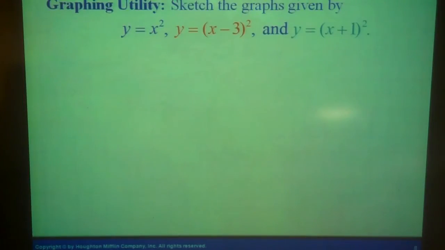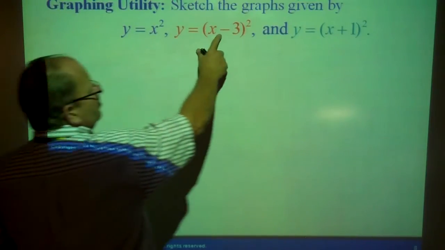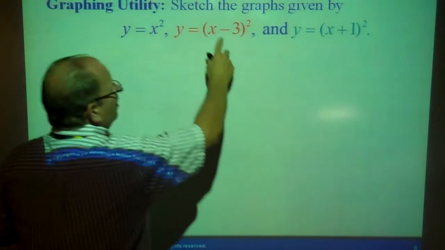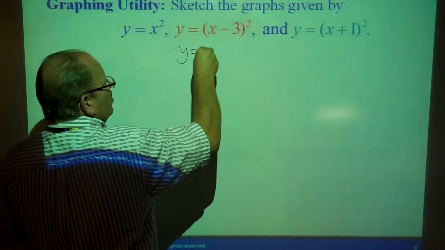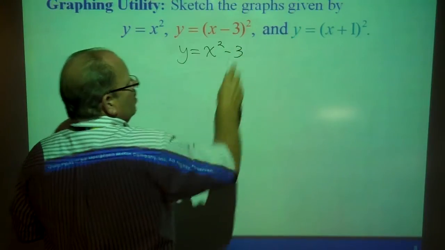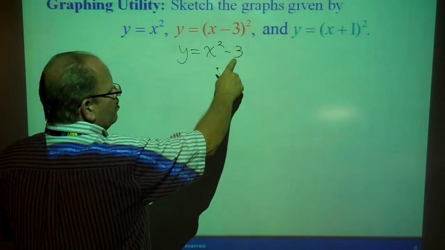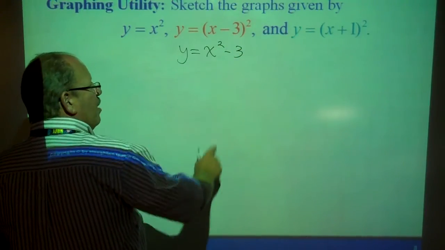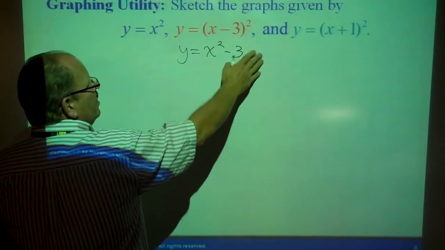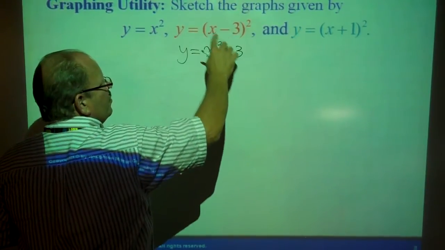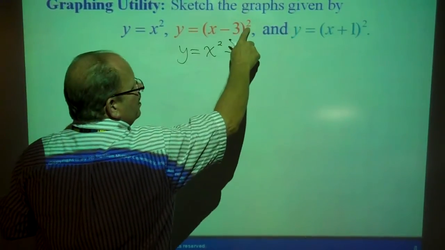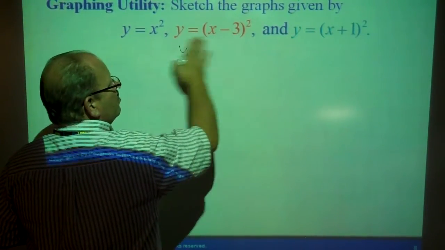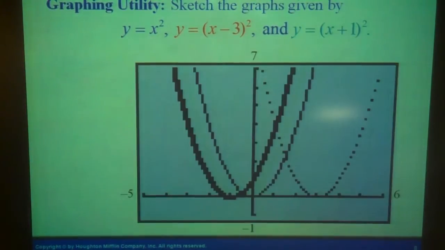Let's look at another example. x squared, x squared minus 3, and x plus 1. Again, inside the squaring. If it was this, minus 3 moves up or down. Here it would be down, because it's inside of the squaring. See here, here's your squaring. Because we've moved it inside that, now it determines left or right.